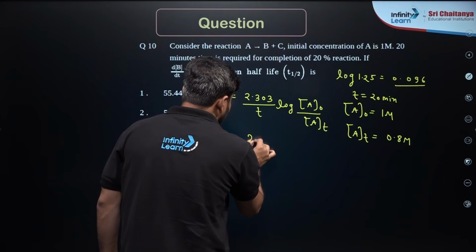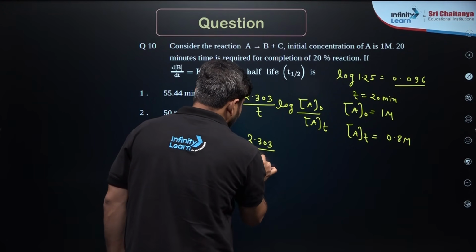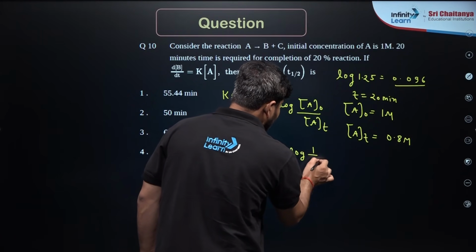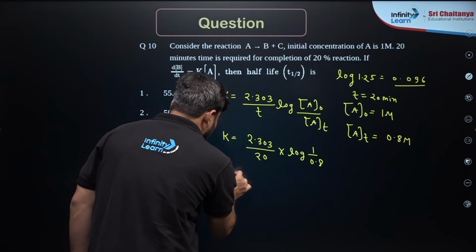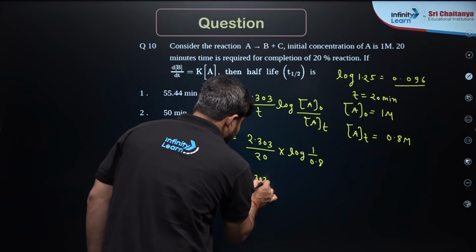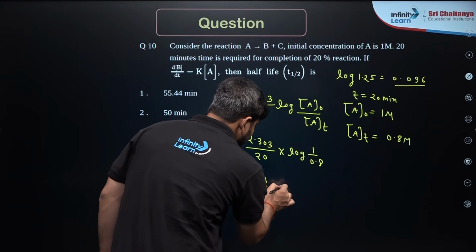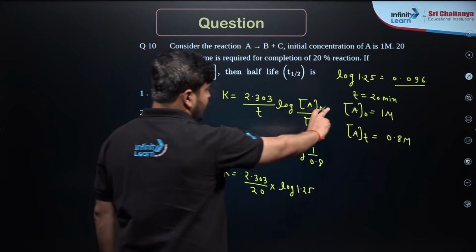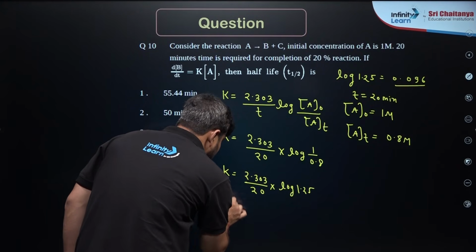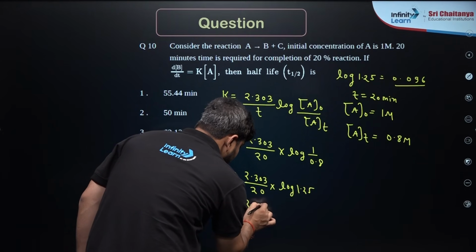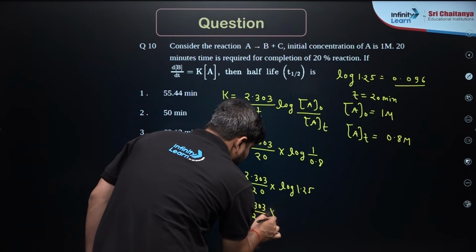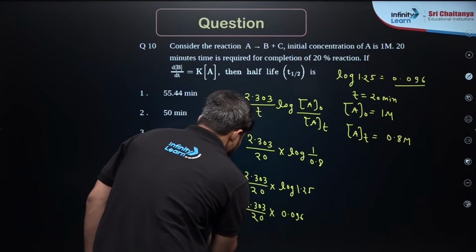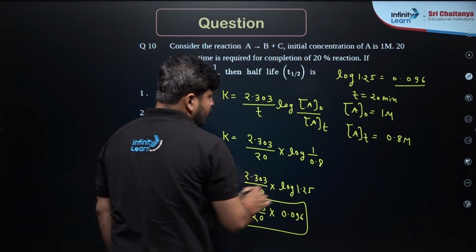So K equals 2.303 divided by 20, times log of 1 by 0.8. Now K equals 2.303 divided by 20 times log 1.25. Log 1.25 is 0.096, so K equals 2.303 by 20 multiplied by 0.096. This value we have to put in the next formula.